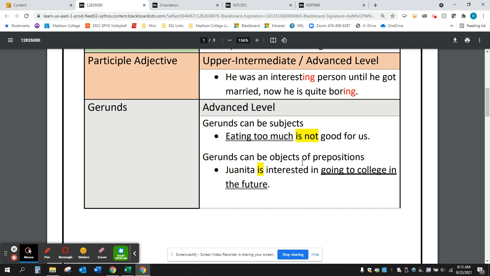Gerunds can come after certain prepositions. For example, Juanita is, simple present, there's my verb. Interested in, there's my preposition, in. And here's my gerund, going to college in the future. Juanita is interested in going to college in the future.